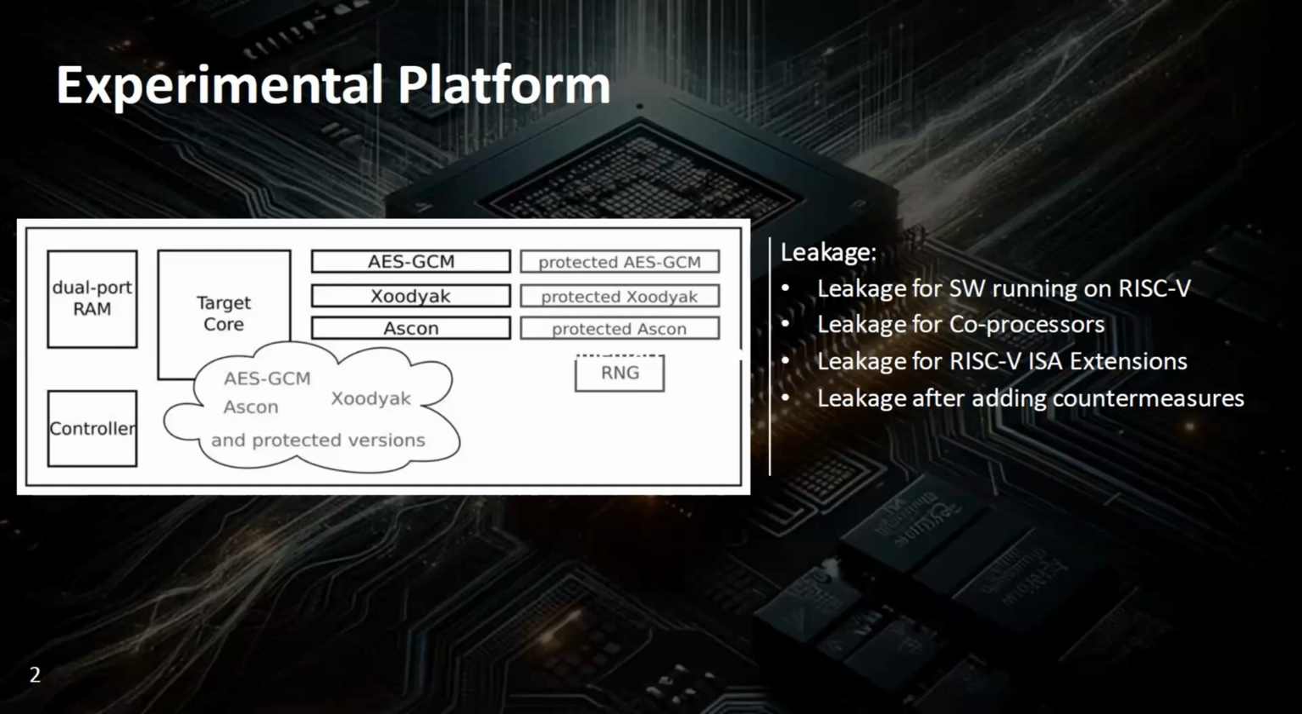Our experimental platform enables comprehensive leakage analysis across various components. This includes analyzing leakages for the software running on RISC-V or coprocessors or RISC-V ISA extensions. Additionally, we assess leakages after implementing some countermeasures. And also we have a controller to manage all components here.